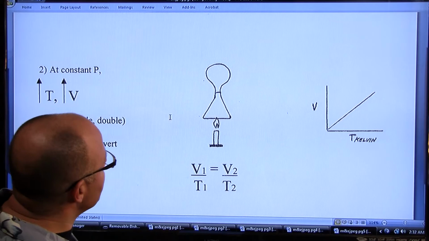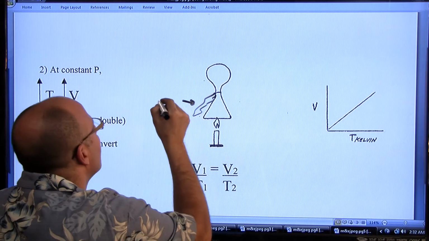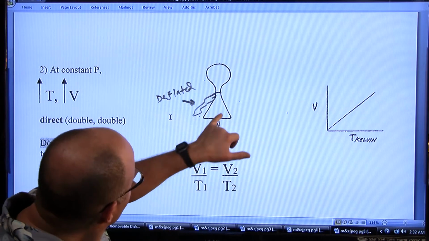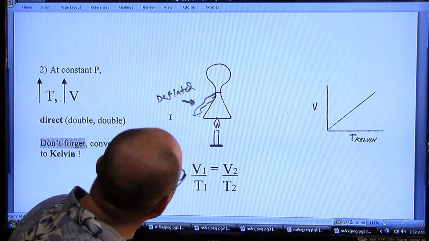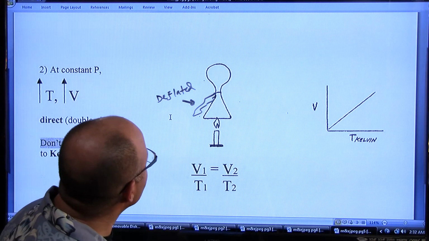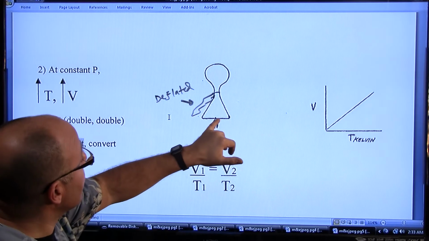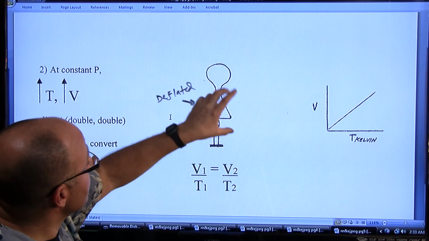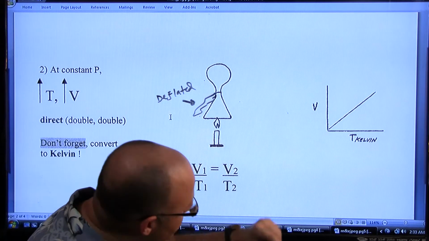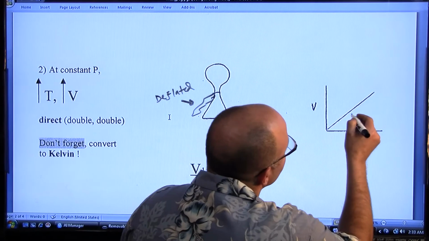The demonstration I did in class was, I took a deflated balloon and I strapped it to the mouth of a flask, and I heated the air inside the flask, and the balloon filled with air. It inflated. It wasn't as dramatic, but it certainly demonstrated that if you increase the temperature of that gas, you'll increase its volume under constant pressure. And the graph of this direct relationship, V versus T, is a direct line straight up.